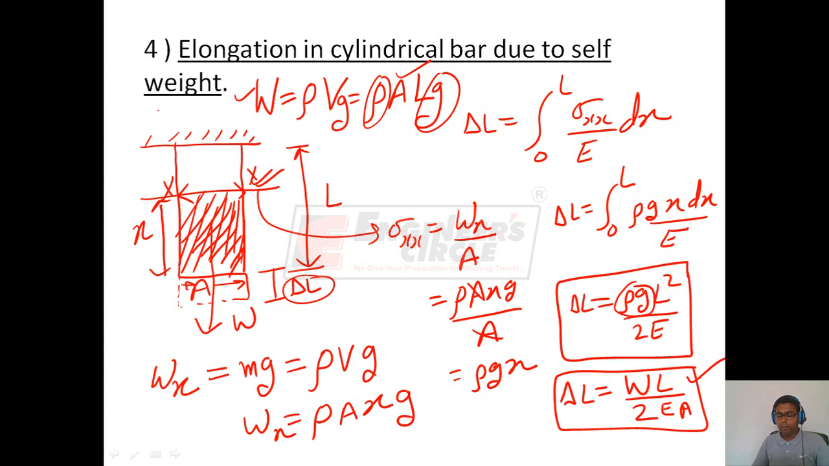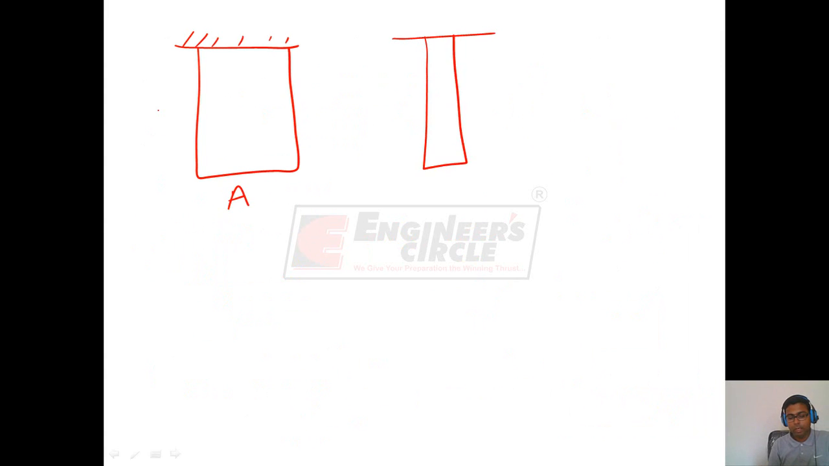Now, if we look at the formula of elongation del L, we see that the elongation of a bar due to its own weight depends only on the density rho, length L, and material constant E. It does not depend on the area of cross section. That is, if we consider these two bars, one having area A and one having area A by 2, but both made up of the same material, therefore E will be same. Both have the same length, therefore L will also be same.